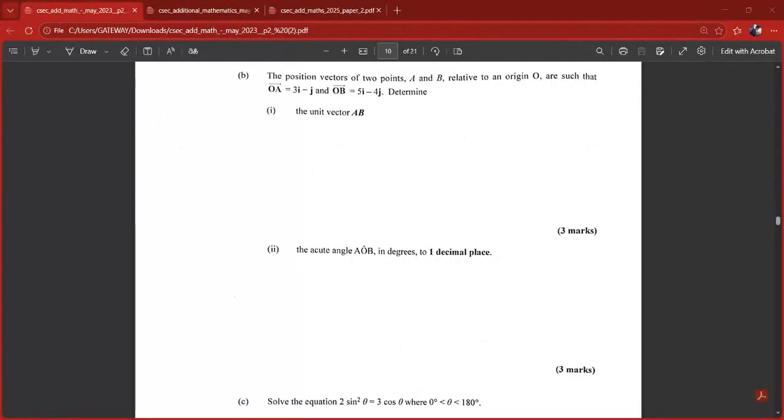Alright, so let me run it through there. So part B, the position vectors of 2 points A and B relative to the origin O are such that OA is 3i minus j, OB is 5i minus 4j. Now, I think the first objective was to write the Cartesian form into the column form, right? So into the column form, I can just write these vectors one time in the column form because I like to work them out in column form, right? What answer did I get for this part though?